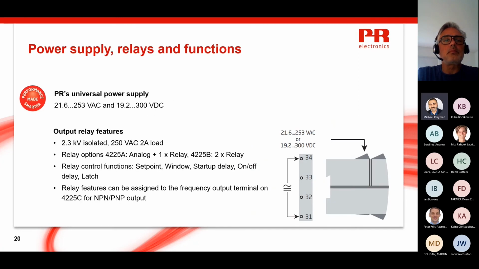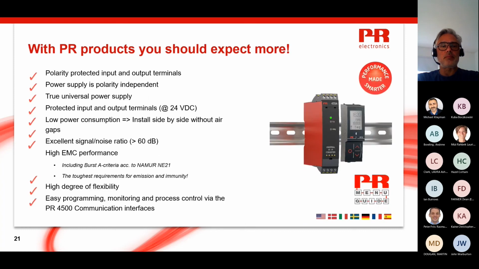All of the PR4000 series devices, including the 4225, include support for universal power supplies and have a high level of galvanic isolation. The converters can be energized with 24 volts plus minus 30%, or typical mains voltage up to 253 volts AC. Polarity doesn't matter. They can be wired in forward or reverse polarity, and they will work just fine. The output relay supports set point, window function, startup delay, on-off delay, and latch functions. Handy features for various applications.